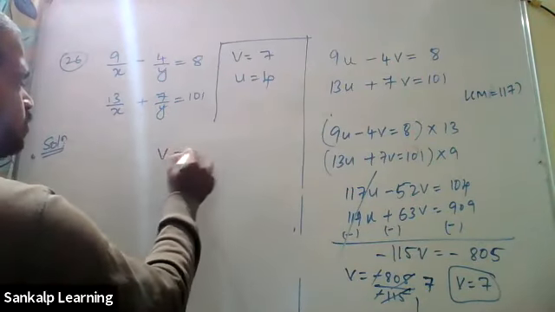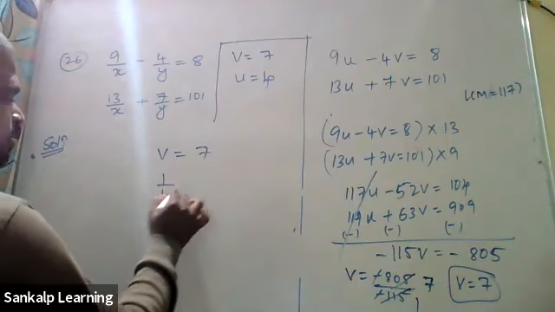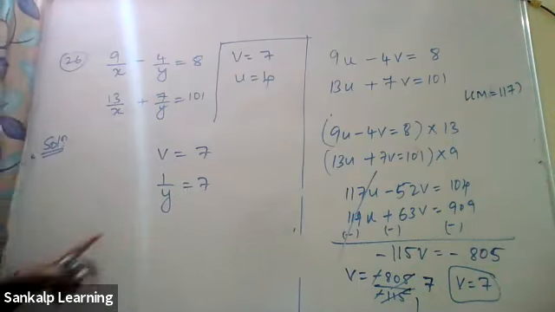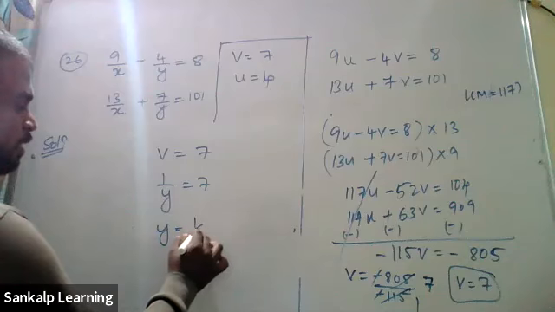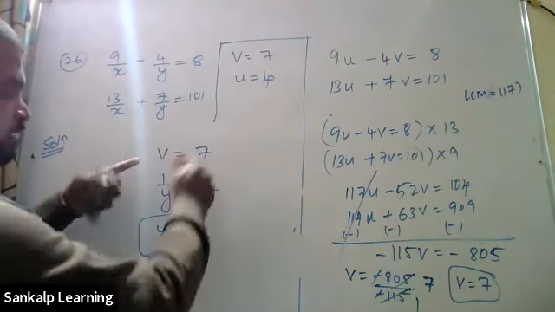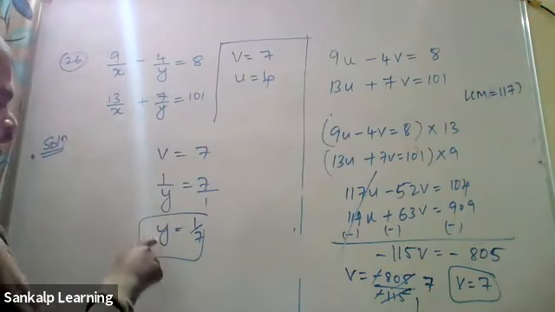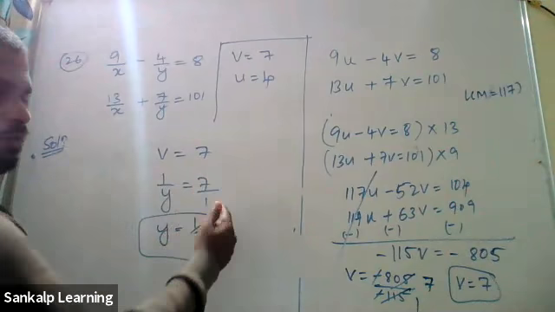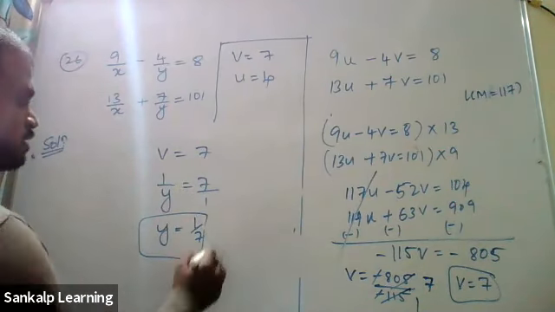V is equal to 7, but v is nothing but 1 by y. 1 by y is 7, but I want y. So we have to reverse it. 7 can be written as 7 by 1. Both the sides I am reciprocaling. 1 by y reversed becomes y. 7 by 1 reversed becomes, sorry, 1 by 7. So that's your y value.